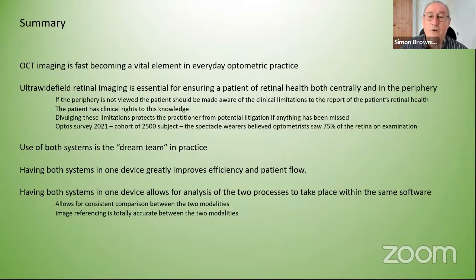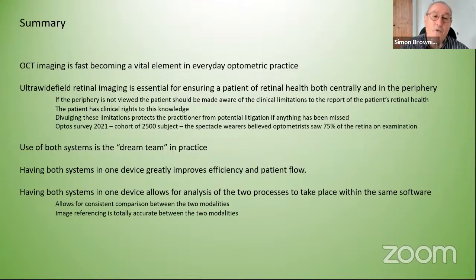If the periphery is not viewed, then you should make your patient aware of the clinical limitations when you are basing your judgment. If you say to a patient, your eyes are healthy, and you've only looked at, say, 40, 50% of the retina, the patient has a right to that knowledge. So you should be telling them that. And I would ask you to reflect on whether you tell your patients that or not after this session.